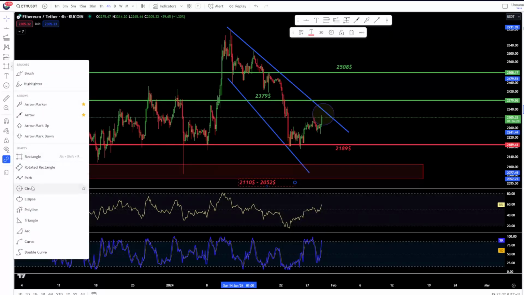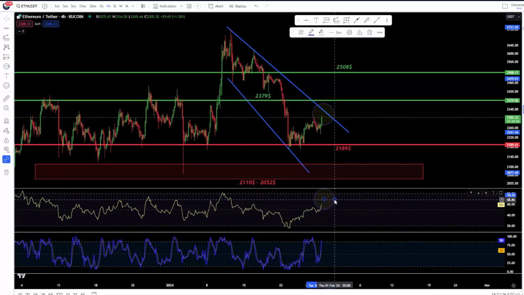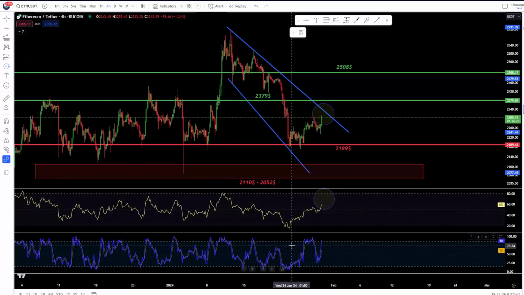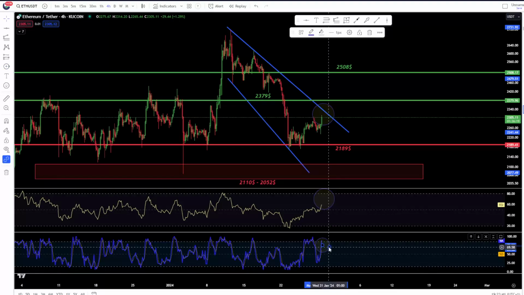The RSI indicator shows that there is room for the price to go up, and the STOCH indicator shows an upward impulse, but it also shows that the price can go a little higher.